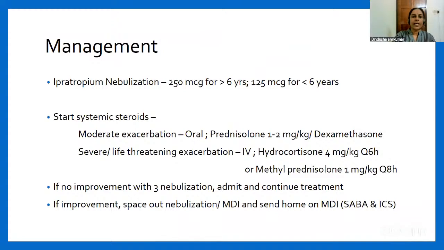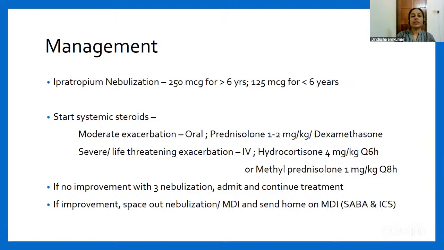Okay. And other drugs for asthma, you can also give ipratropium nebulization. Here also, depending upon the age, if the child is more than 6 years, 250 microgram can be used, and if the baby is less than 6 years, 125 microgram can be used. And systemic steroids, as we have actually described.